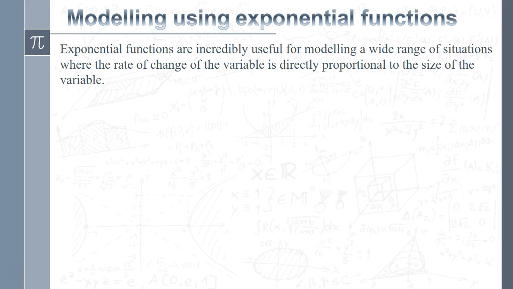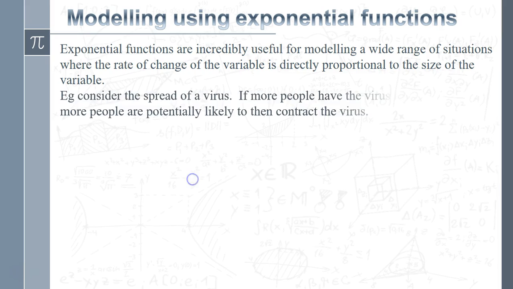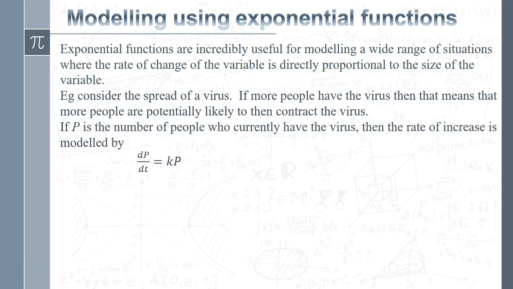Right, here we go then. Exponential functions are very, very useful when we're talking about rates of change, particularly if we consider, for example, the spread of a virus. If you've got more people having the virus, that means more people are likely to contract the virus when it spreads. So the rate at which it spreads is proportional to the actual number of people who've got it. If P is the number of people who've got it, or the population, then the rate of change of the population is proportional to the population size. And that's a very standard and common model that we're going to be using.